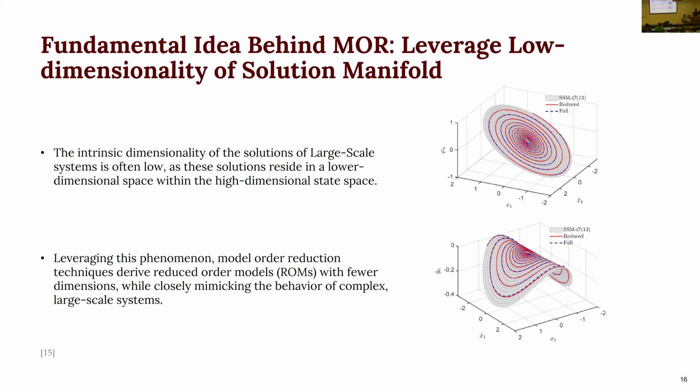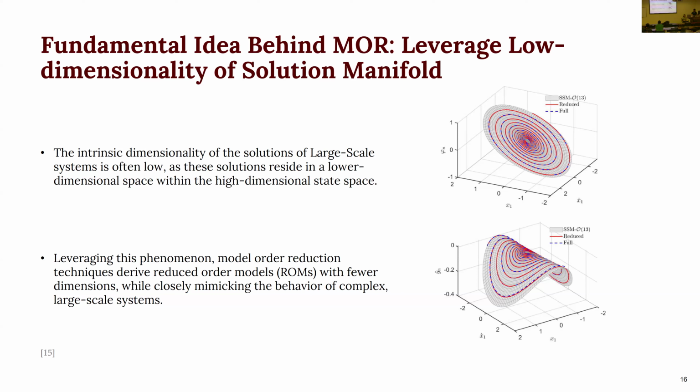So what do I mean by that? The intrinsic dimensionality of the solution of large-scale systems is often pretty low, as the solution resides in a lower dimensional space within a higher dimensional state space. So what we can do is leverage this phenomenon and find a reduced order model with fewer dimensions, which can closely mimic the behavior of the complex large-scale system.